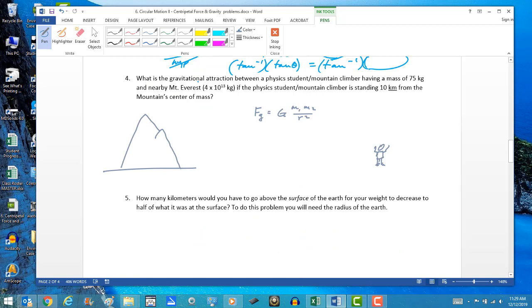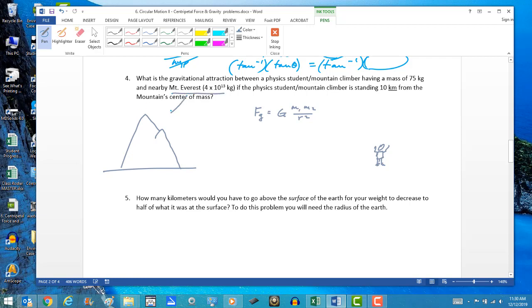Okay, question 4 is another sort of classic problem that will probably appear on any kind of standardized test. What is the gravitational attraction between a person and a nearby mountain? And so Newton's contribution, again, was not discovering gravity. His contribution was coming up with the idea of universal gravitation, meaning there's actually a gravitational attraction between any two objects with mass. So here we have Mount Everest.